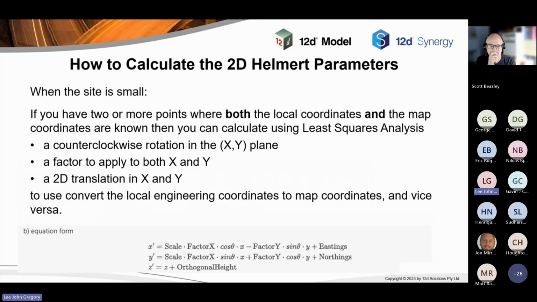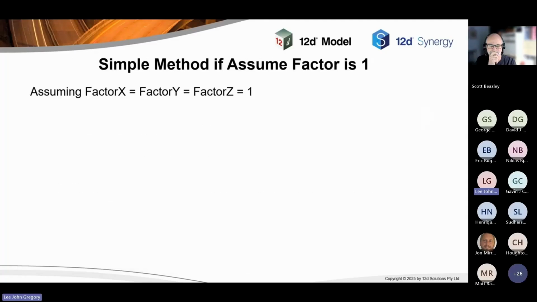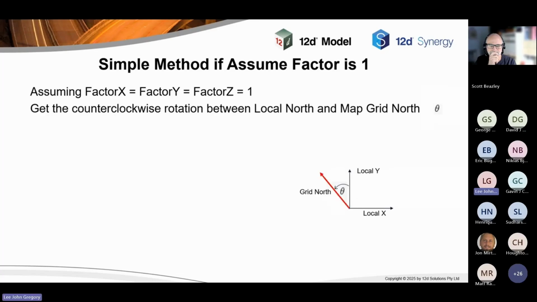Well, again, if the site is small, if you've got a number of points with both coordinate systems, you can do least squares analysis to give you those parameters that you need. So usually someone like a surveyor can tell you that quite quickly. But also, if you're going to assume that that factor is 1, then it can be simplified.